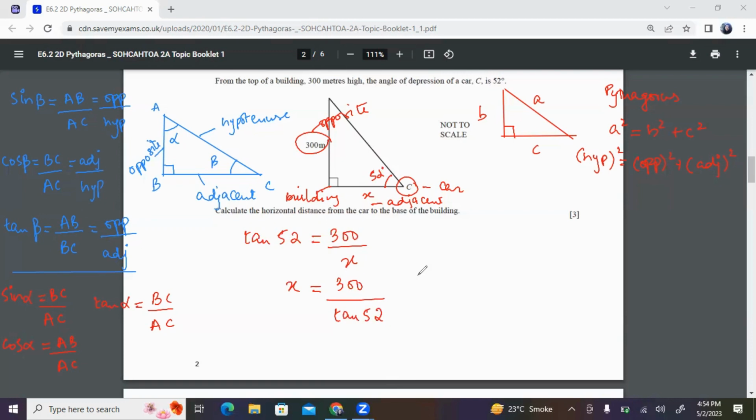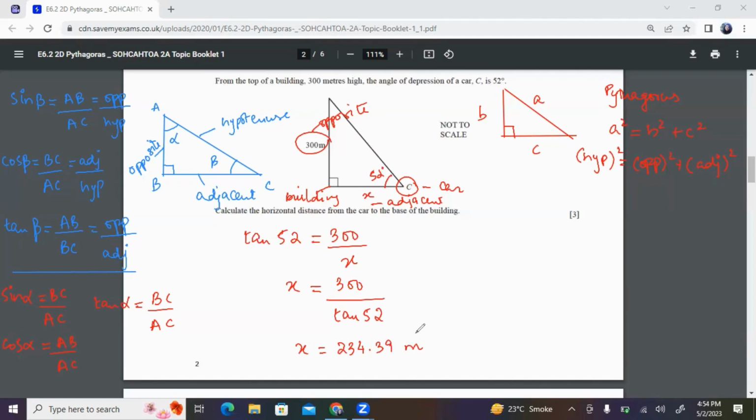Now what we do is we plug in the values in the calculator. So 300 divided by tan 52 is 234.39 meters.